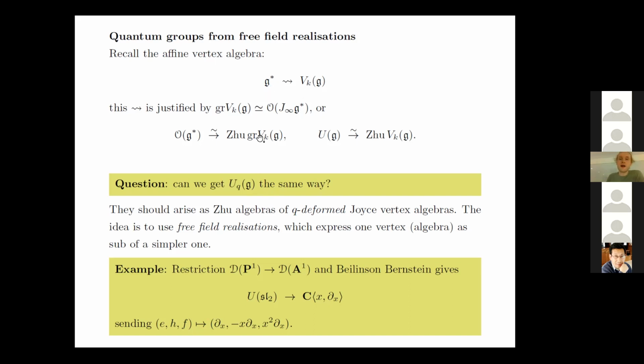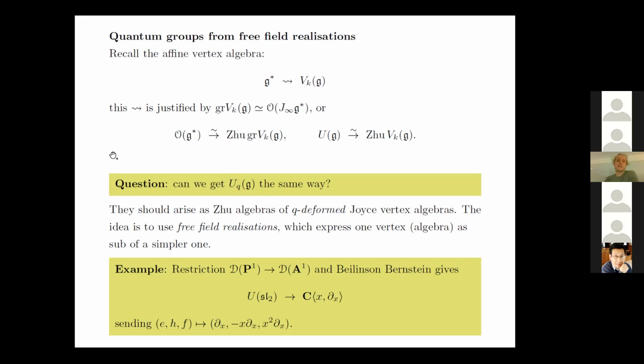Another way to formalize it is that there's this notion of Zhu algebra, which is an algebra attached to any vertex algebra. And the Zhu algebra of this associated graded is just functions on this space. And there's a quantization. If you forget the associated graded, then the Zhu algebra of this vertex algebra, the whole thing, is U of g.